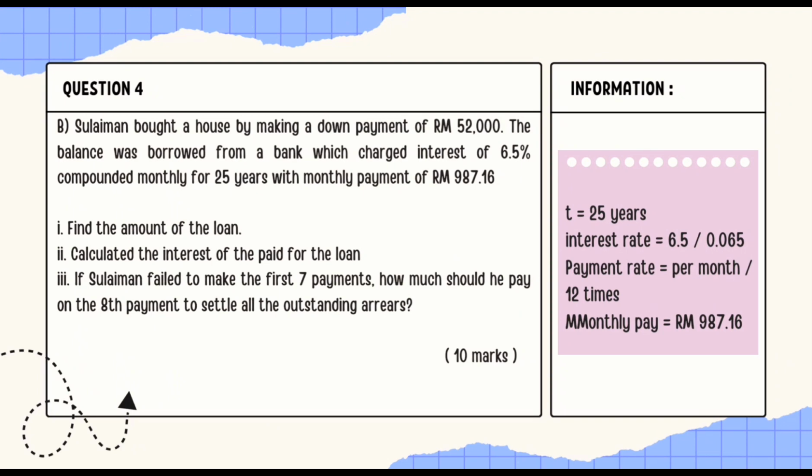Question 4 B. Sulaiman bought a house by making a down payment of RM 52,000. The balance was borrowed from a bank which charged interest of 6.5% compounded monthly for 25 years, with a monthly payment of RM 987.16. 1. Find the amount of the loan. 2. Calculate the interest paid for the loan. 3. If Sulaiman failed to make the first 7 payments, how much should he pay on the 8th payment to settle all the outstanding arrears?